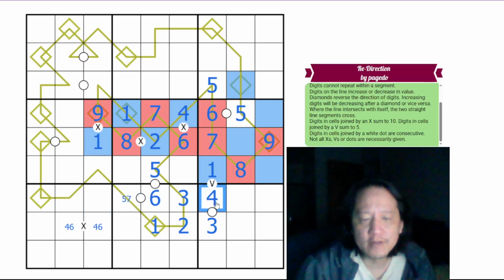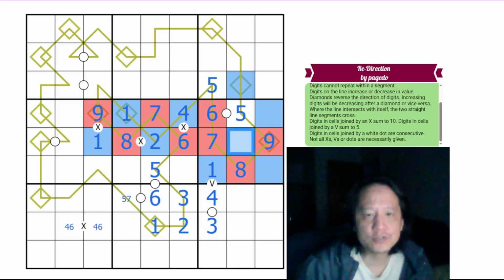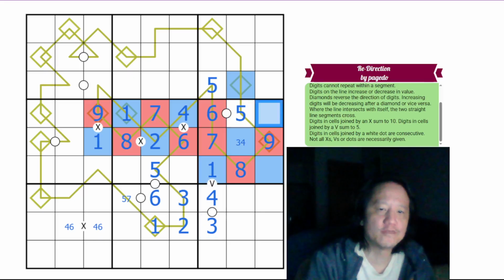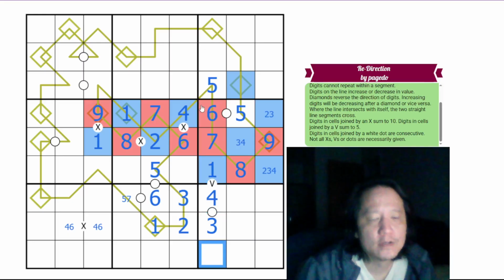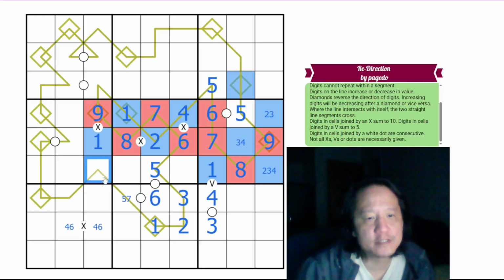We have 1, 5, or 7 here. This can't be 1 or 2, so this is 3 or 4. This can't be 1 or 4, so it's 2 or 3. This can't be 1, so this is 2, 3, or 4 here. Okay, this is constantly increasing here.